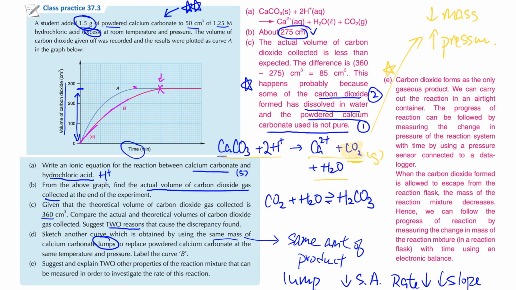So two ways. One is that there are only gas products, so we can measure the change in pressure by using a pressure sensor at regular time intervals. The other one is to allow carbon dioxide to escape, so the mass will decrease. Therefore we can measure the change in mass of the reaction mixture using an electronic balance.